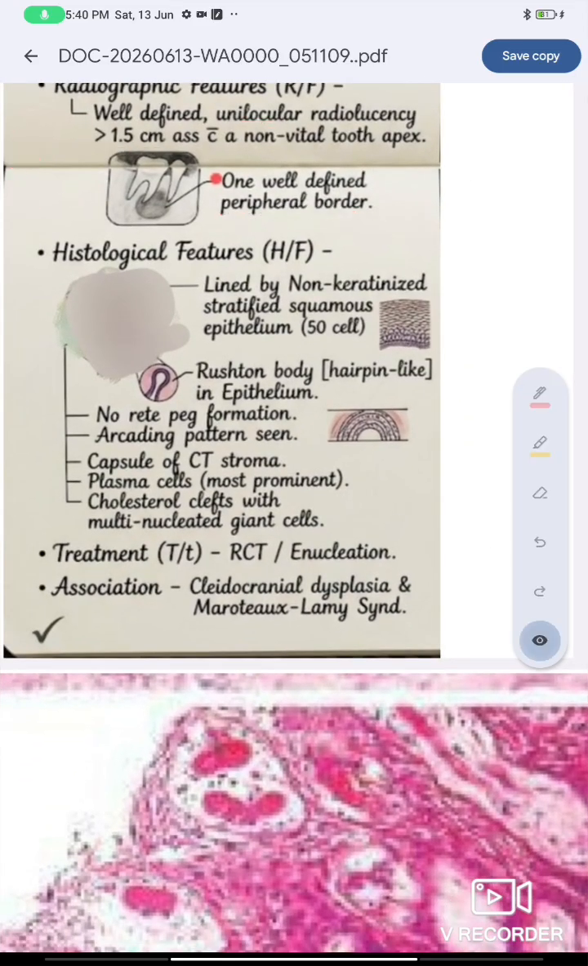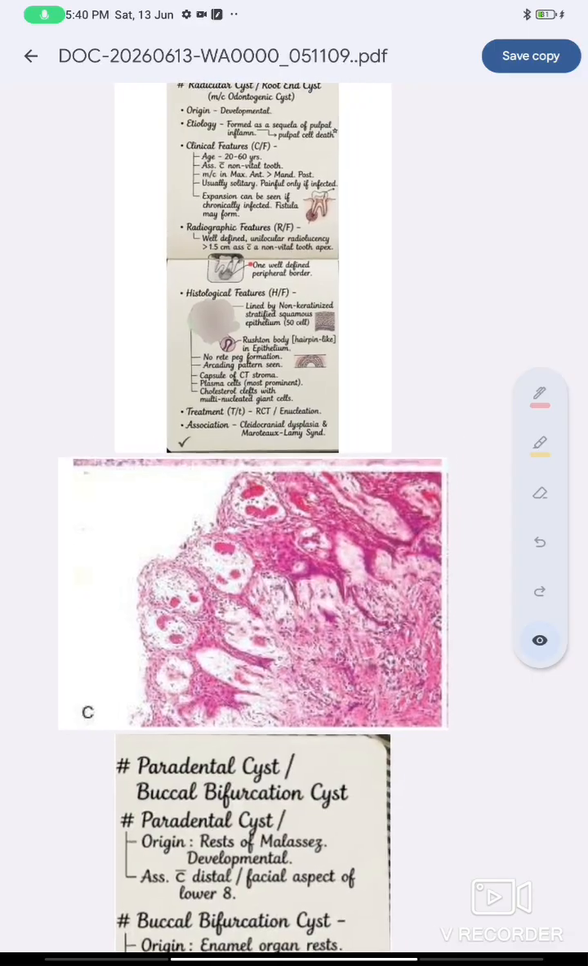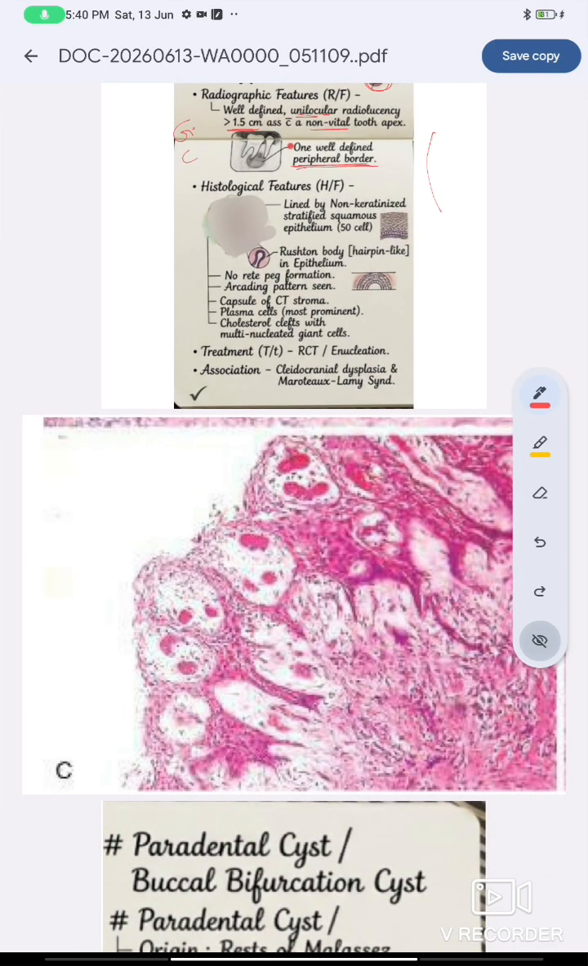Coming to the histological features, as you can see, this cyst is known for showing arcading pattern. Arcading means, if you have seen old monuments, they have dome shaped structures. The hallway has multiple door like structures. This is known as arcades. So as you can see, the epithelium is thrown into multiple folds, multiple arcades, which contain entrapped connective tissue stroma.